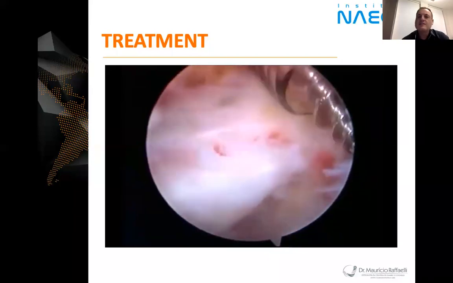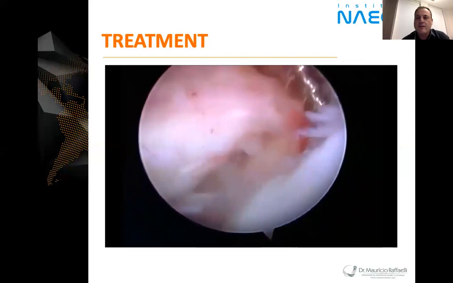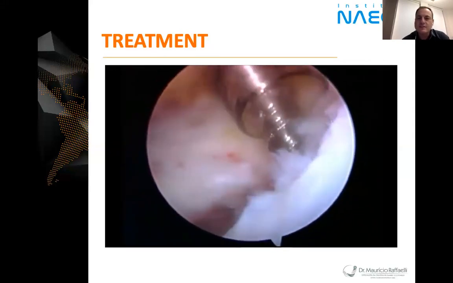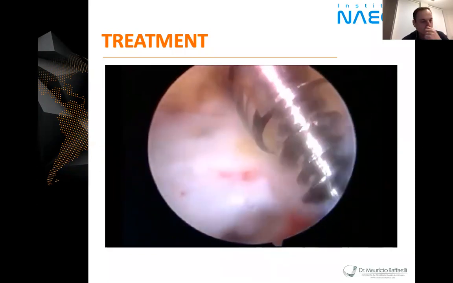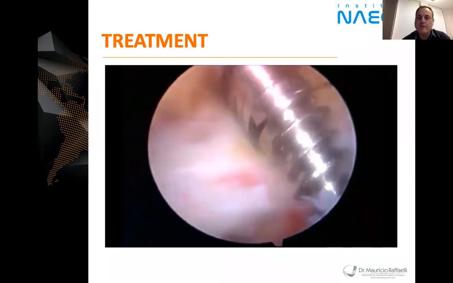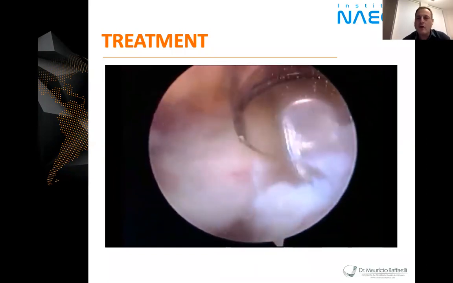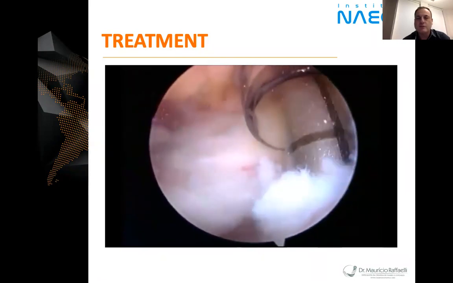In this case, I used regular anchors, 4.5 millimeters, absorbable ones. So I create the hole first, and after that, I will put my anchor. Here is the hole being performed. And now I put my regular anchor through the anterior portal, through the cannula.